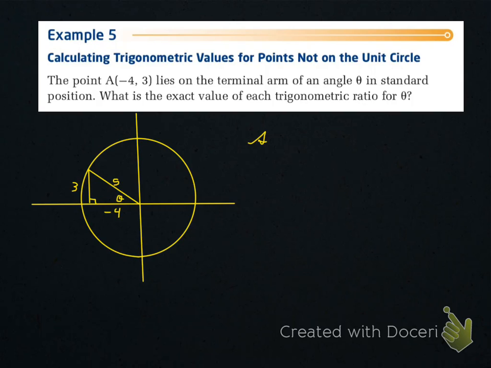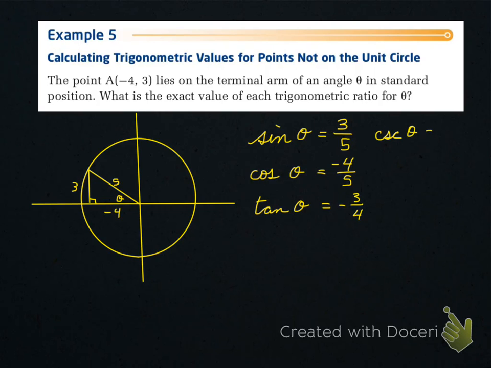Well, let's look at this. First of all, sine of our angle has got to be opposite over hypotenuse. It's 3 over 5. The cosine of our angle is adjacent over hypotenuse, which is negative 4 over 5. And the tangent is opposite over adjacent, which is 3 over negative 4. Cosecant is the inverse of sine. Instead of 3 over 5, we got 5 over 3. The secant has got to be negative 5 over 4. And the cotangent is the inverse of tan, so that has to be the negative of 4 over 3.